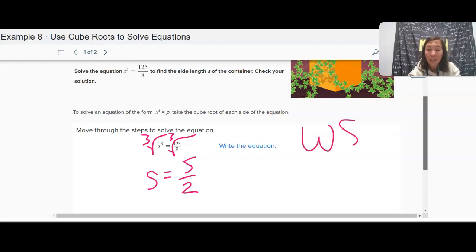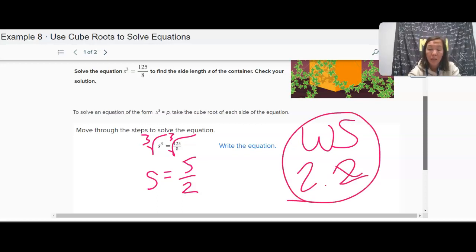Your homework for today is worksheet 2.2, the whole thing. Good luck, and we will go over any questions tomorrow.